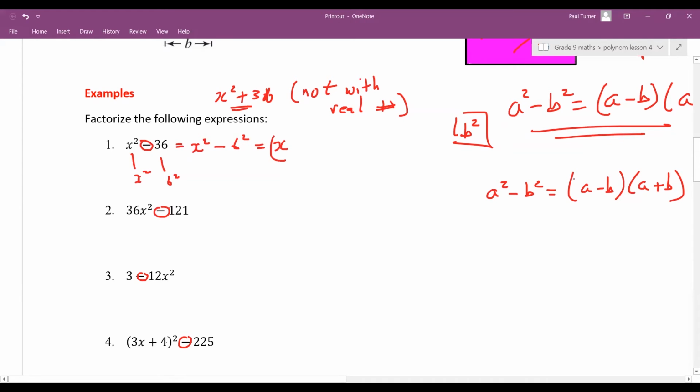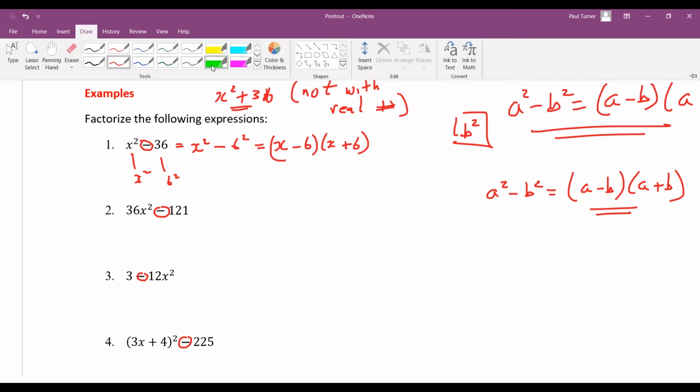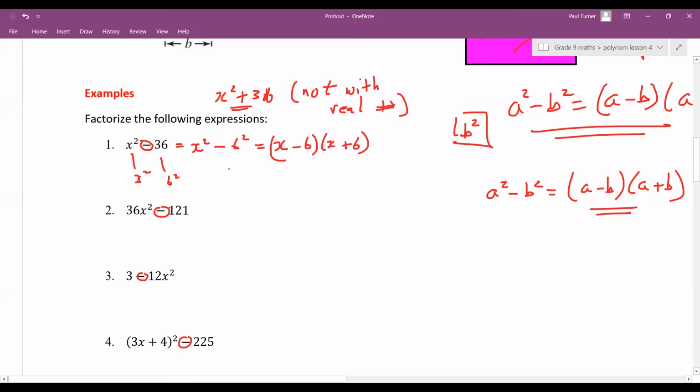So we can use our formula now. So this would be x minus 6, x plus 6. So if we compare to the formula, we'll have a squared minus b squared is a minus b, a plus b there. So everything matches up like that. A is x, b is 6.